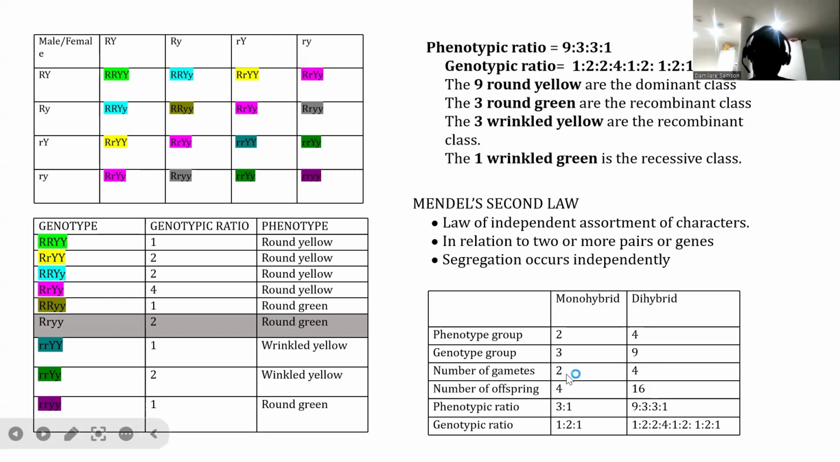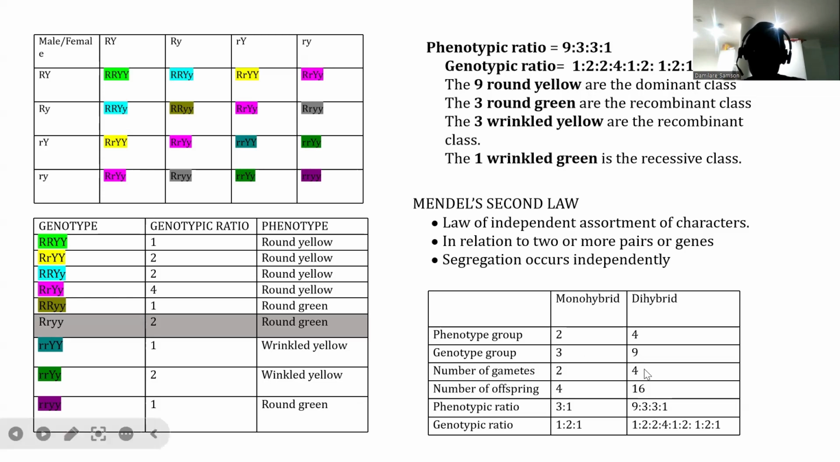Number of gametes, we have 2 gametes in monohybrid. But here, 4 gametes. Why is it 2 gametes? Because the first one is just monohybrid inheritance. Monohybrid, 1 character. That's what you are considering. So there will be 1 for tall, 1 for short. But in dihybrid, 1 for tall, 1 for short, 1 for red, 1 for yellow. So 4.